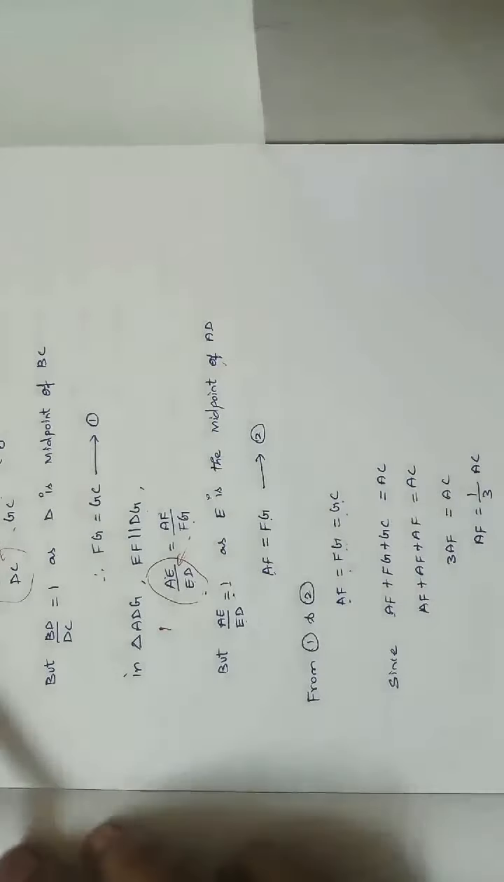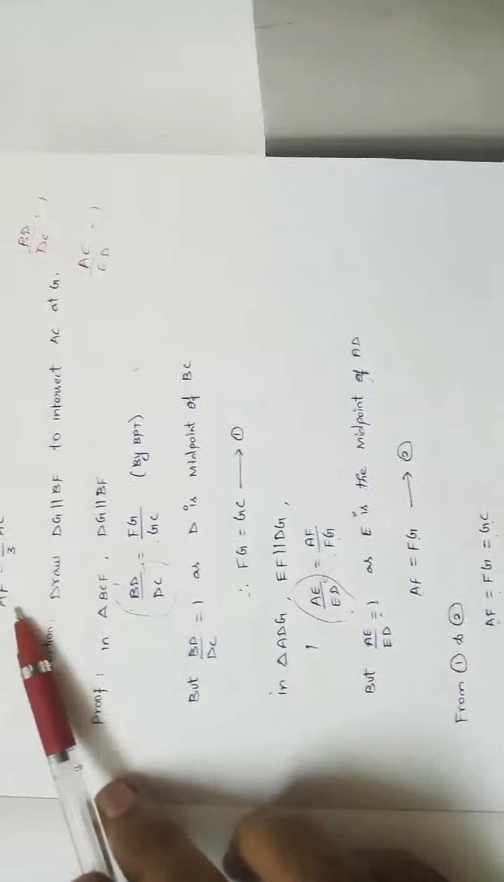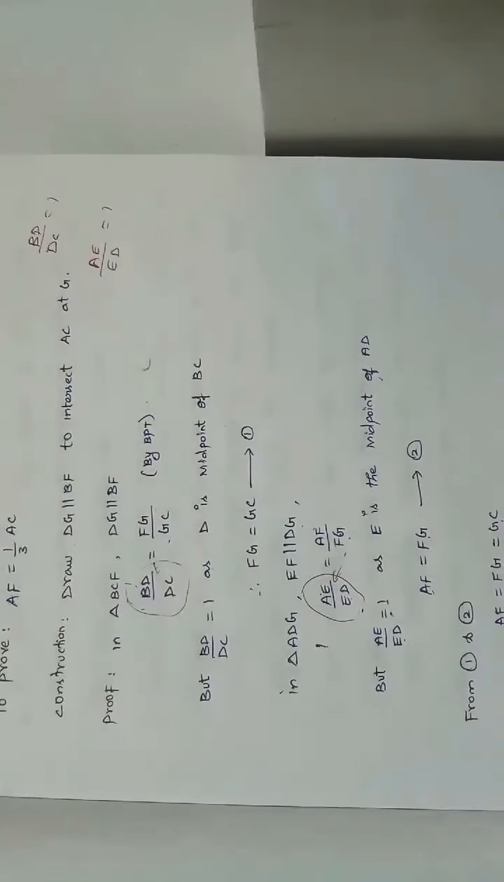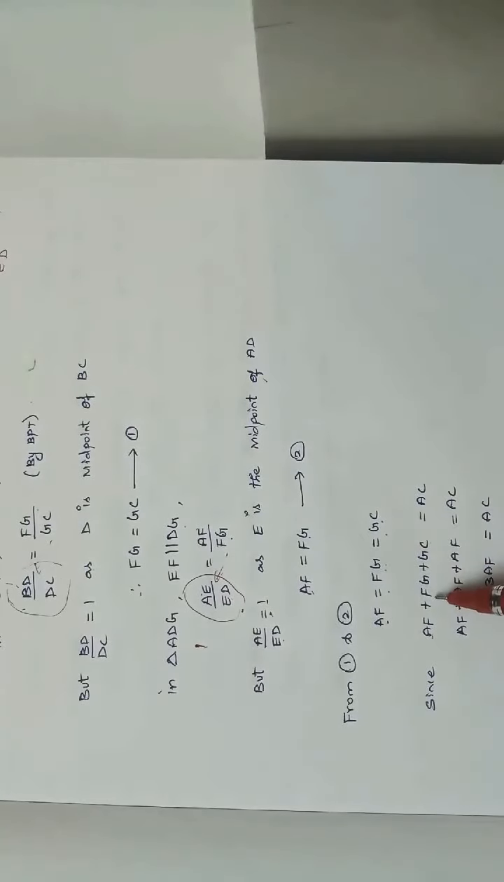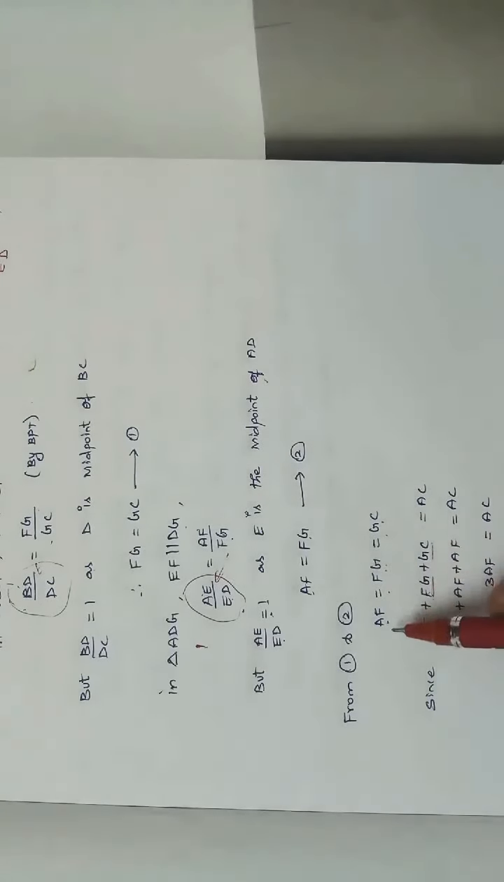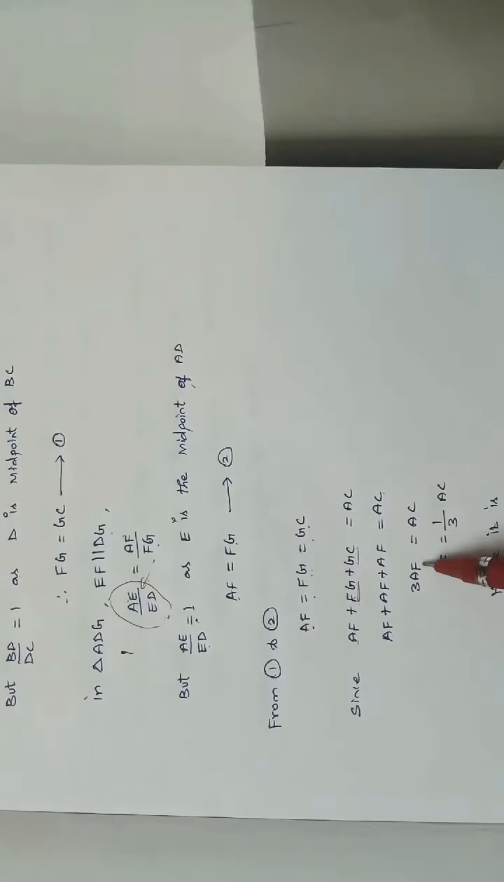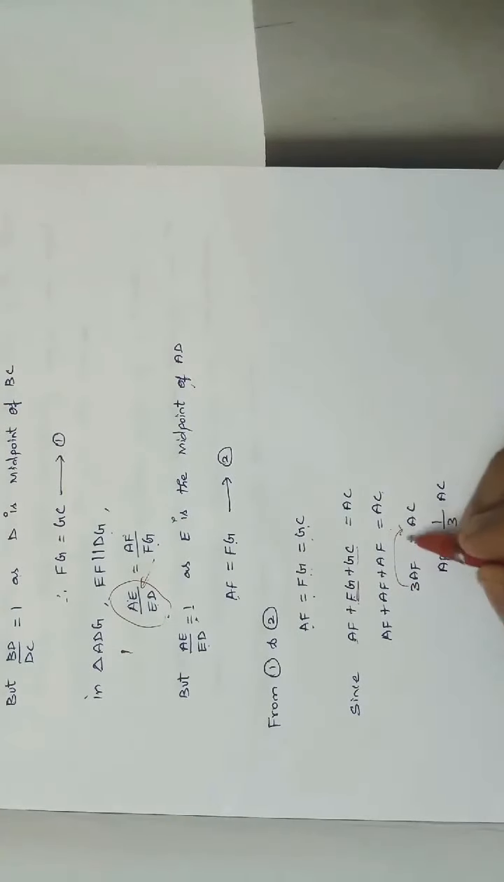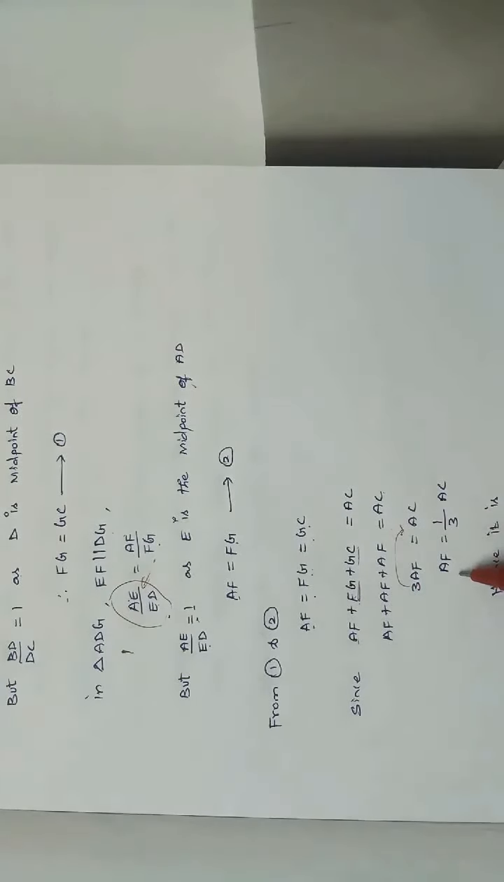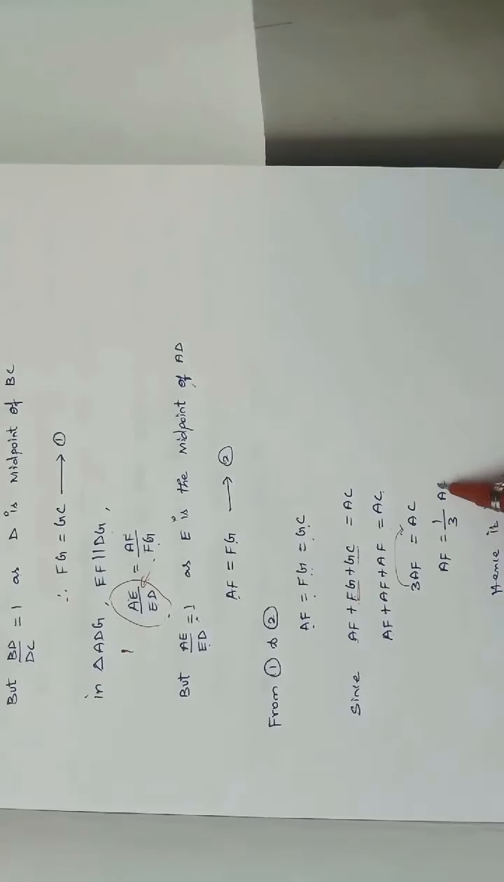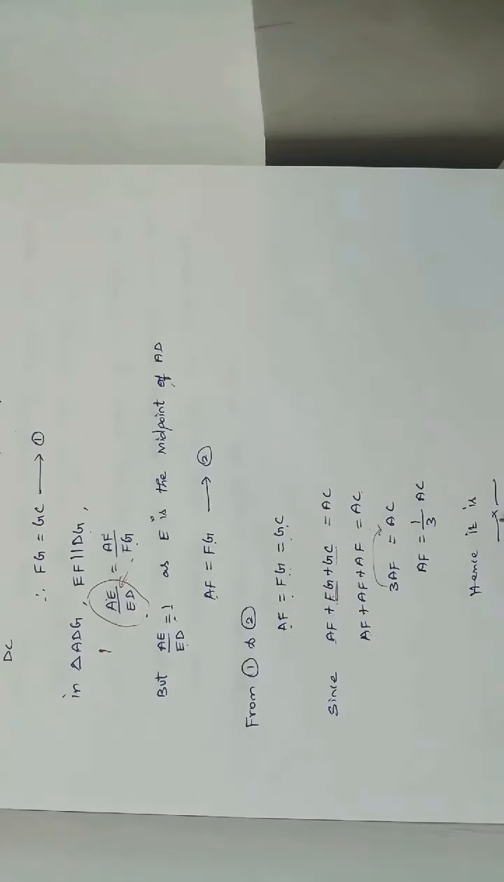But what do we want to prove? We want to prove that AF. So I'm going to convert all the terms AF, FG and GC in terms of AF, because all three are equal, right? So instead of FG, shall I write AF? Instead of GC, shall I write AF? So AF plus AF plus AF is equal to AC. 3 times AF. Taking the 3 to the RHS, it becomes 1 by 3. So AF is equal to 1 by 3 of AC. Hence proved. Understood?